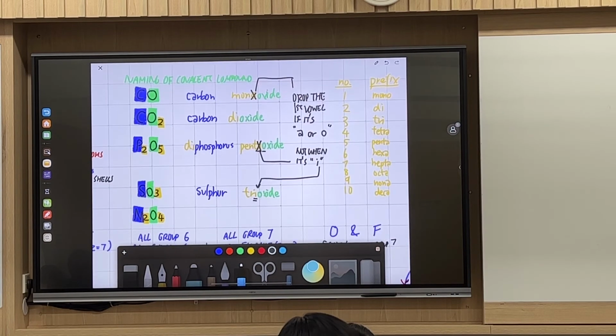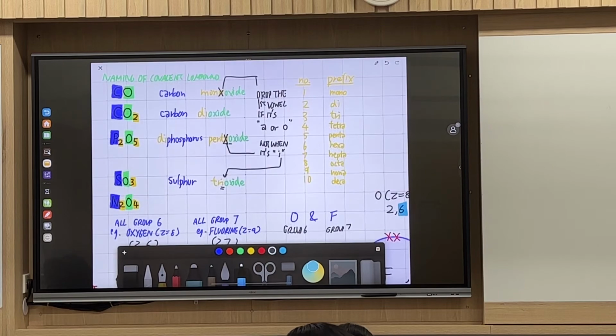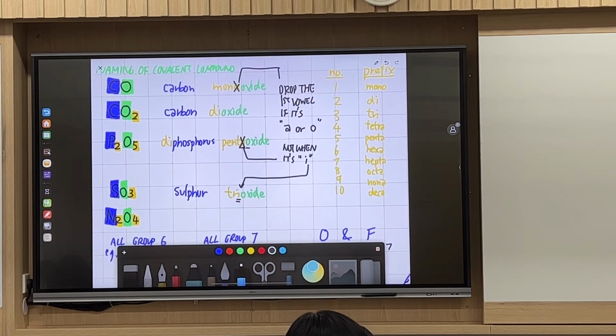Now back to our most difficult example, N2O4. Dinitrogen, 4 is tetra, tetroxide. Yes. So put down dinitrogen tetroxide.